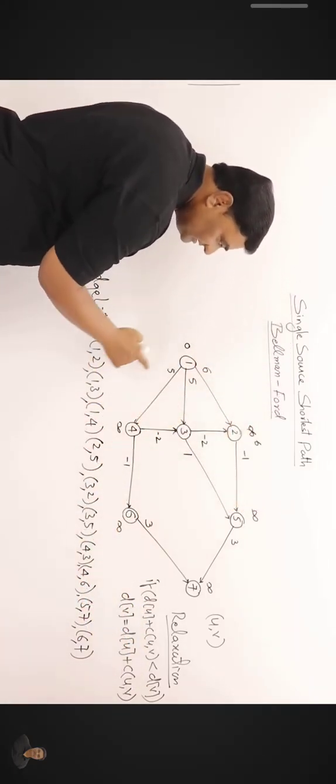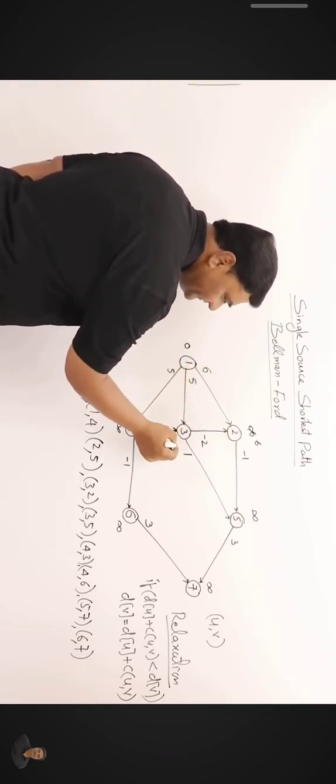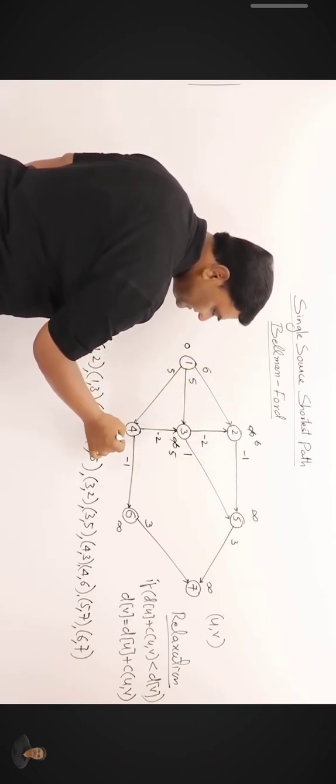The next 1, 3, 0, and this is infinity. So 0 plus 5 is less than infinity. So change this to 5. 0 plus 5 less than infinity. So change it to 5. So first 3 edges completed.